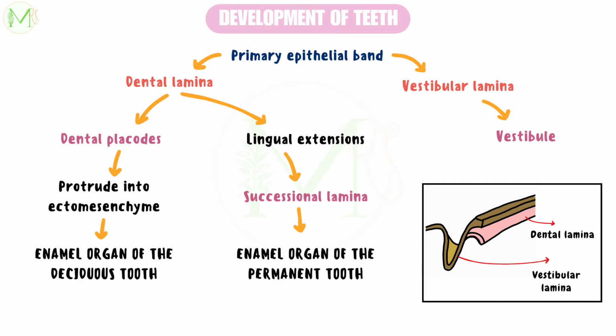But what about permanent teeth? For this, the dental lamina also gives out lingual extensions which are called successional lamina. These will be present lingual to the enamel organ of the deciduous teeth. This will give rise to the permanent teeth. However, the permanent molar doesn't need the successional lamina and they directly develop from the dental lamina. The second subdivision of the primary epithelial band present in front of the dental lamina is called the vestibular lamina, which gives rise to the vestibule.